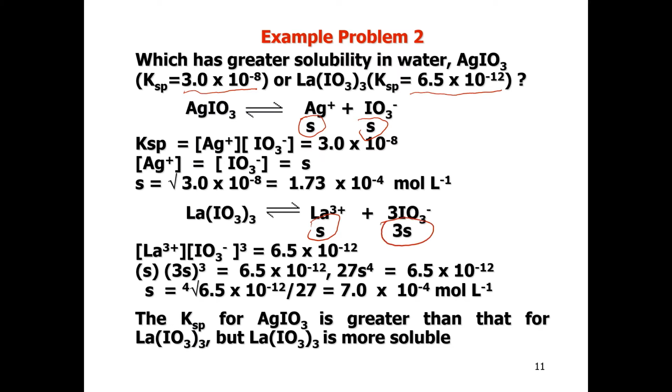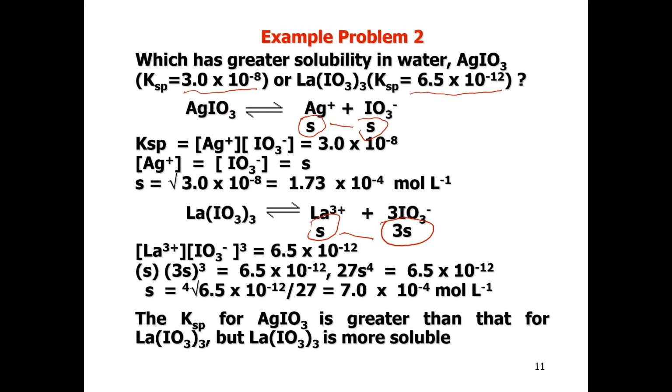So that means when they have the same ratio, you can compare. AgBr, AgCl, AgI, you can compare only based on the KSP. But when they have a different ratio, in this case 1 to 1 and this case 1 to 3, you cannot compare just based on the value of KSP. You have to make the calculation, so in this case we calculate for S.